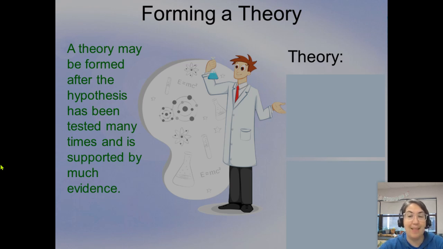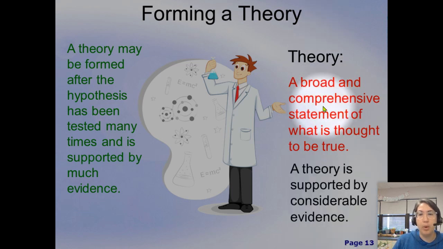Theories in science are based on lots and lots and lots of observation and evidence and testing. So, for something to be a theory, it has a lot of support. It's not just an educated guess. A theory is a broad and comprehensive statement of what is thought to be true. And a theory is supported by considerable evidence. So that evidence, and this needs to go in your notes, includes observations, testing, data that's been collected over and over by many different scientists.